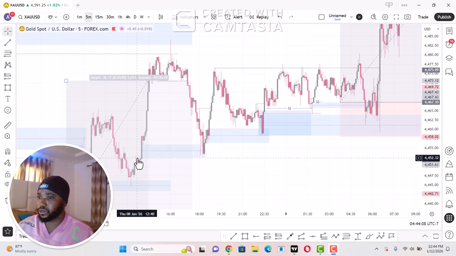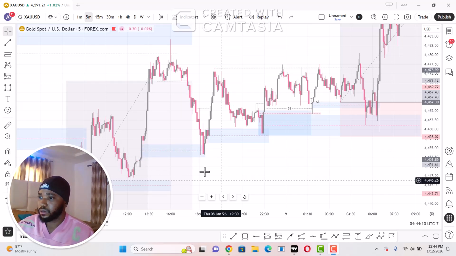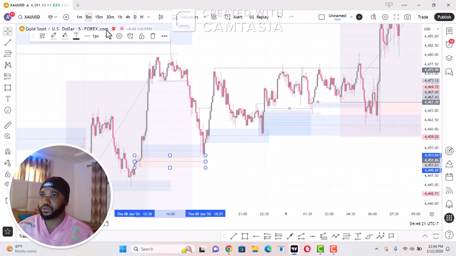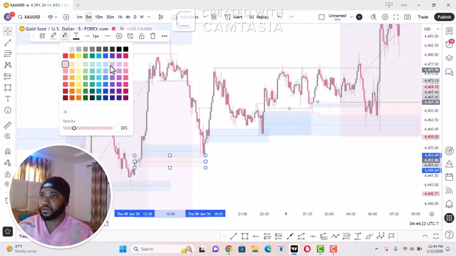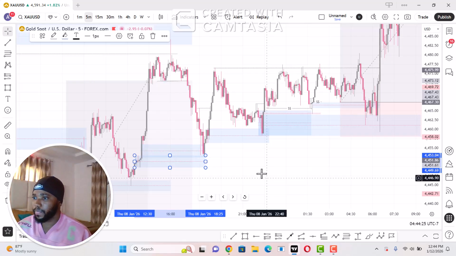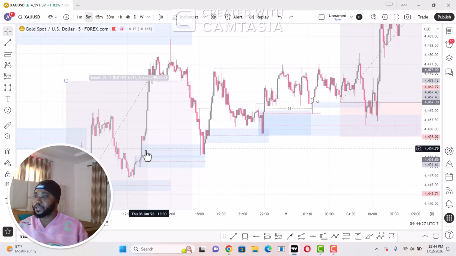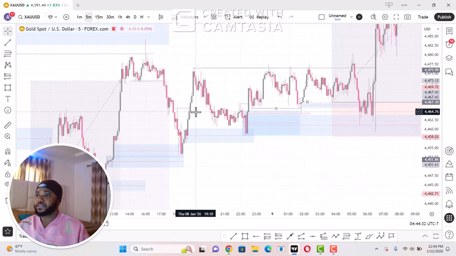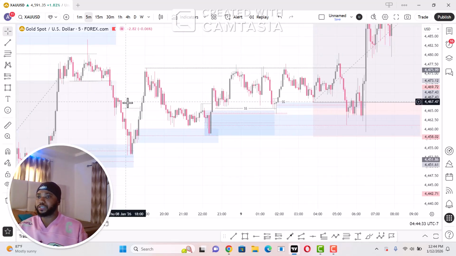I thought market will still come back to mitigate the order block, but market make use of the order flow as well. There's order flow that caused that break of structure as well. And market make use of that fair value gap, and there's a market shift. I figure out there's a market shift right here.